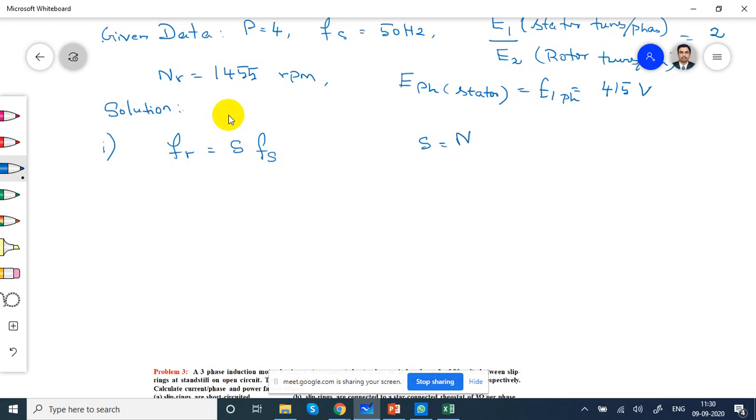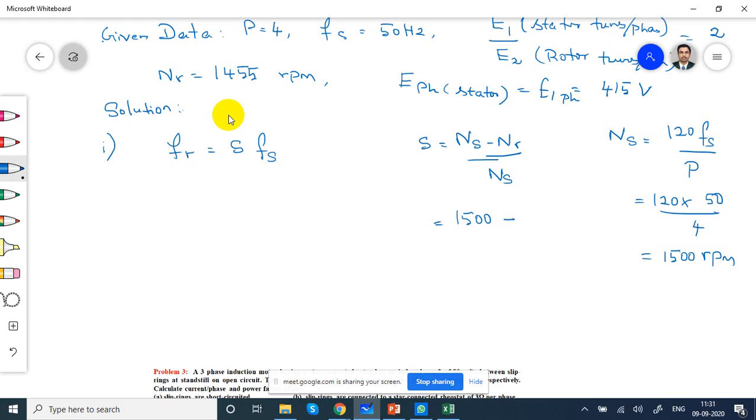S equal to (Ns minus Nr) by Ns. So Ns value we don't know. How to calculate Ns? Ns is equal to 120 Fs by P. So 120 into 50 divided by 4, you will get 1500 rpm.